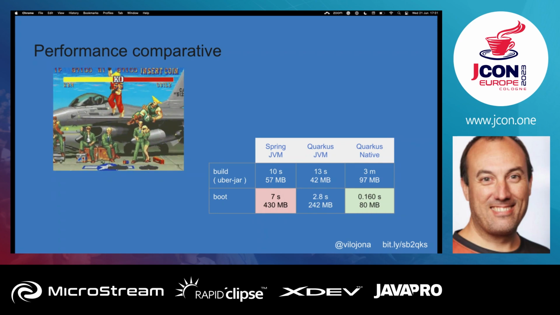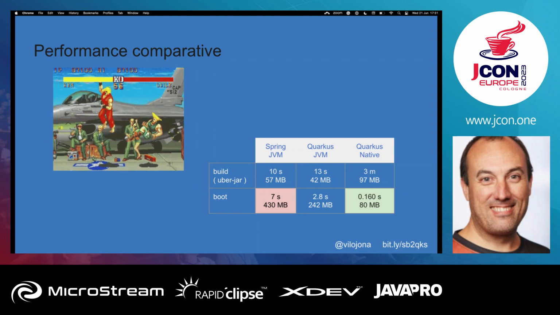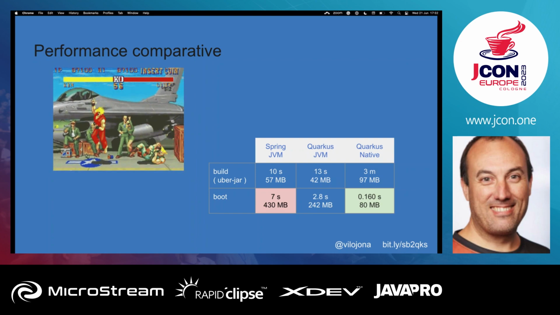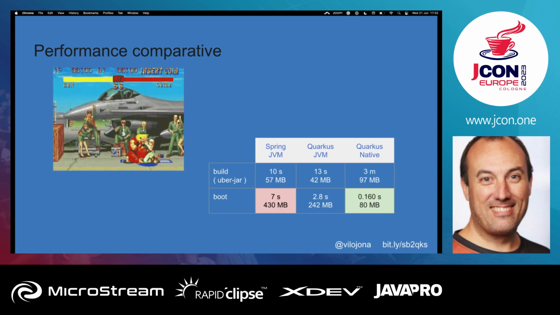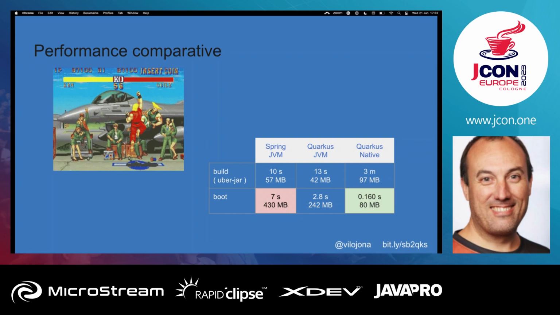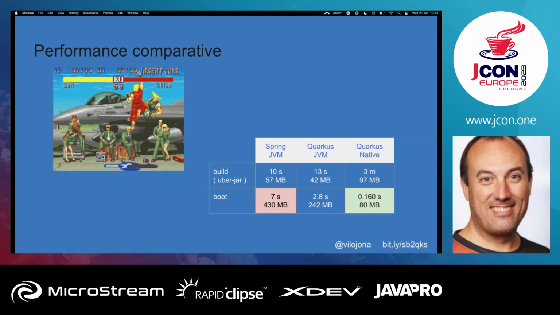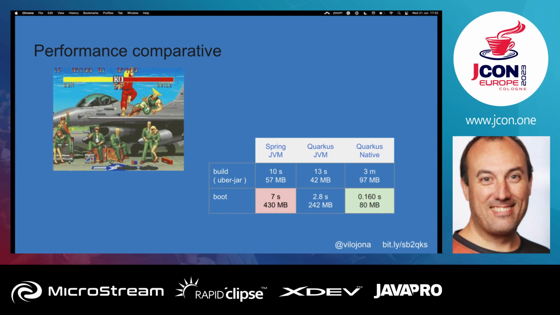And also in memory, we are moving to more or less half of the memory. That could mean that if you are putting applications in Kubernetes, where you had 1 application, now you can have 2. So you can multiply by 2 the density of your cluster. That's important also if you are considering horizontal scale.